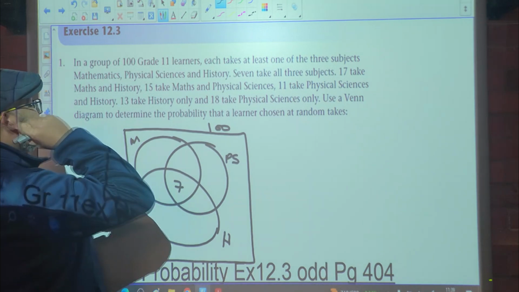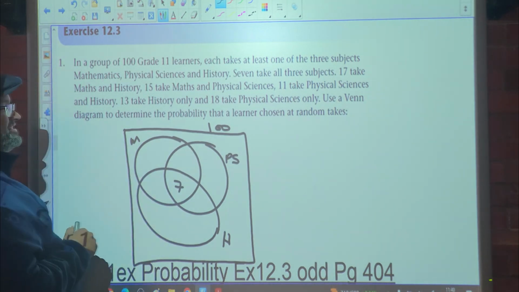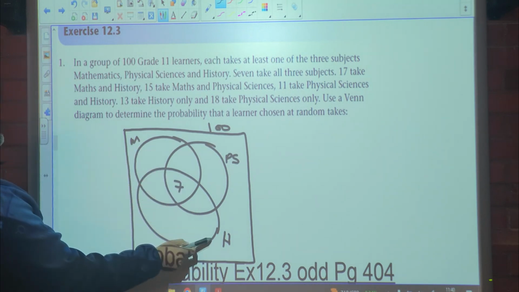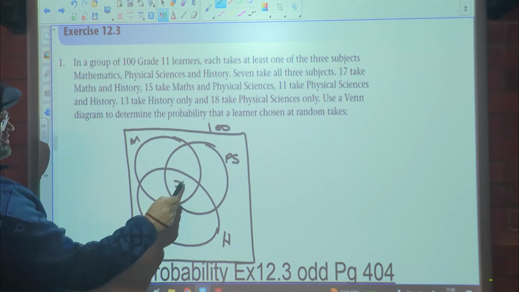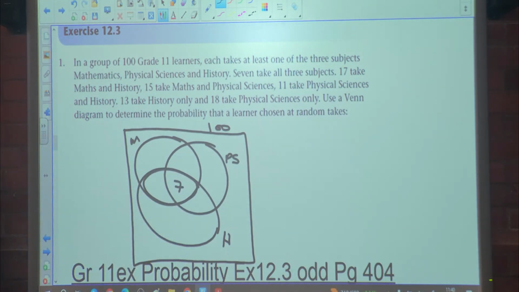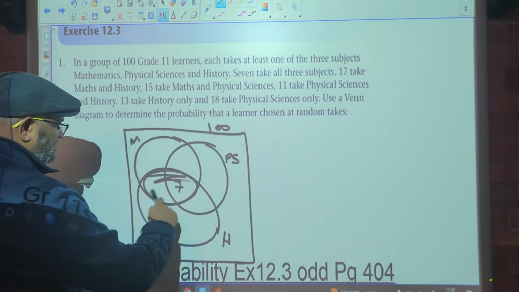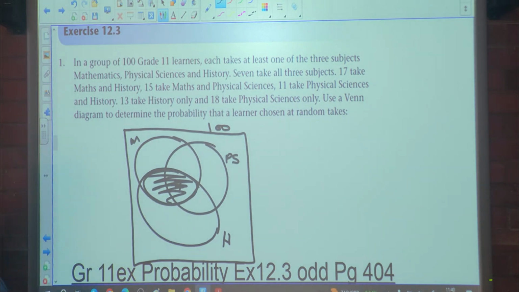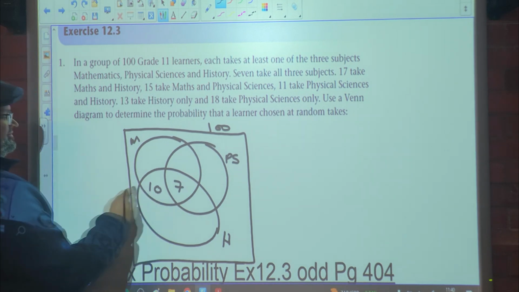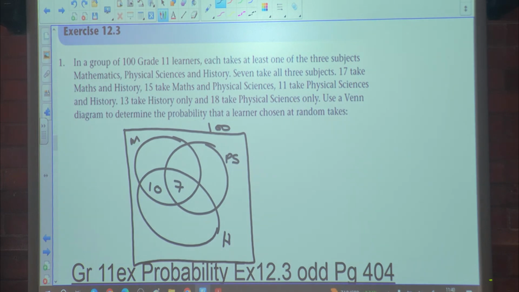17 takes mathematics and history. So in other words, that makes up 17. Can you see that all of this makes up 17? However, we have 7 already accounted for, not so. So how many will be here?